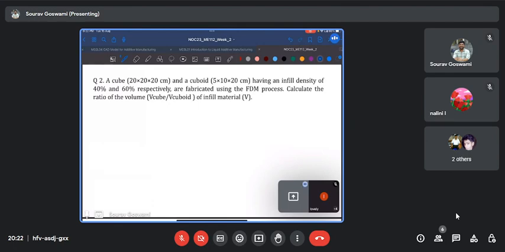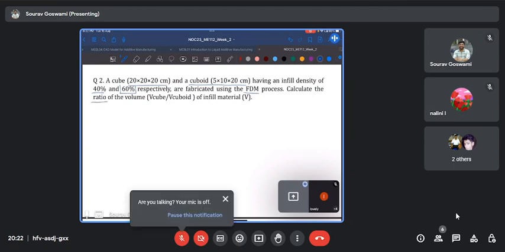The second question speaks about infill density and says that we have a cube of given dimensions and a cuboid of certain given dimensions. They have different infill densities. Say for the cube it is 40%, for the rectangle it is 60%. They're fabricated using the FDM process. We are supposed to calculate the ratio of volume of infill material used.